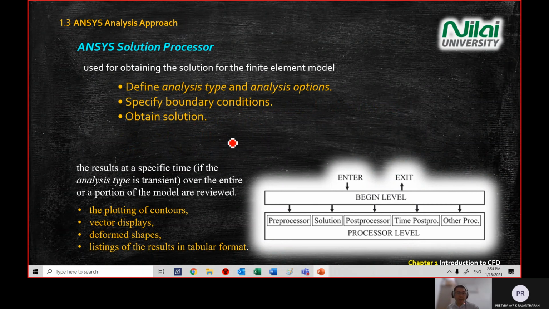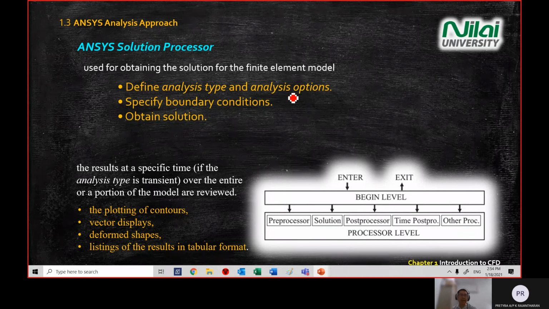The next one is the process in getting the solution. You need to define the analysis type. That means you do structural analysis, thermal analysis, fluid analysis, or electromagnetic analysis. So you need to know which type of analysis you're running. And then what are the options? Analysis option means the formulation that you want to use.